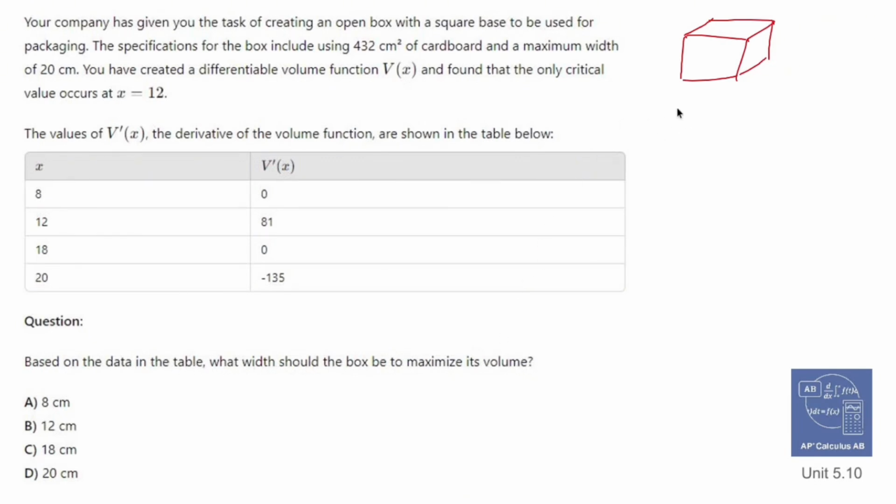Now, whenever you're looking for maximums and minimums, right, in this case, we're looking for a maximum, you're thinking of a relative or local maximum, or in this case, local minimum if I wanted to add to it.